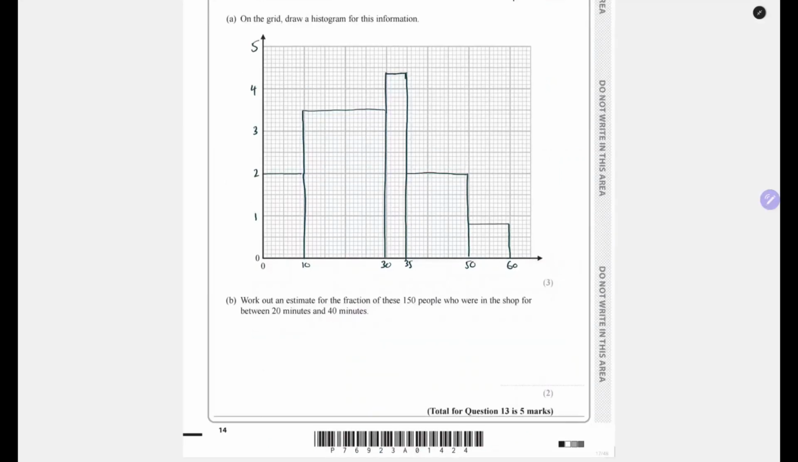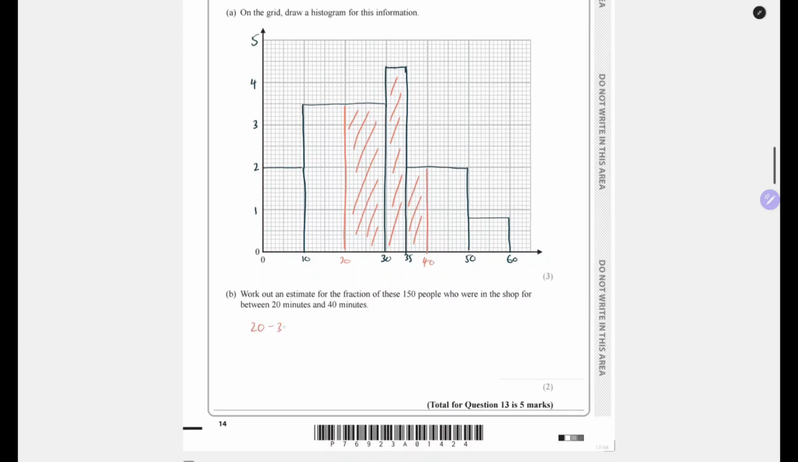Part B says, work out an estimate for the fraction of these 150 people who are in the shop between 20 minutes and 40 minutes. Well, 20 minutes is here and 40 minutes is here. So we need to figure out how many people that accounts for. So 20 and 40. Between minutes 20 and 30, that's 10 minutes. Then we've got 30 to 35, that's 5 minutes. And then 35 to 40, that's also 5 minutes. So we have the time duration.